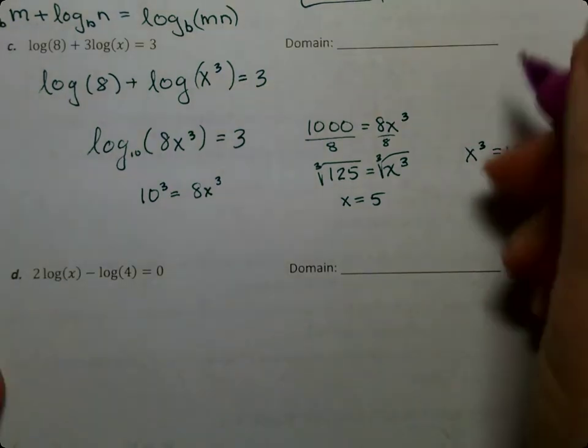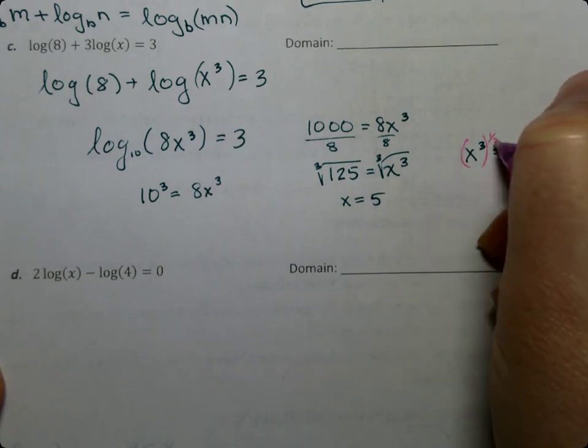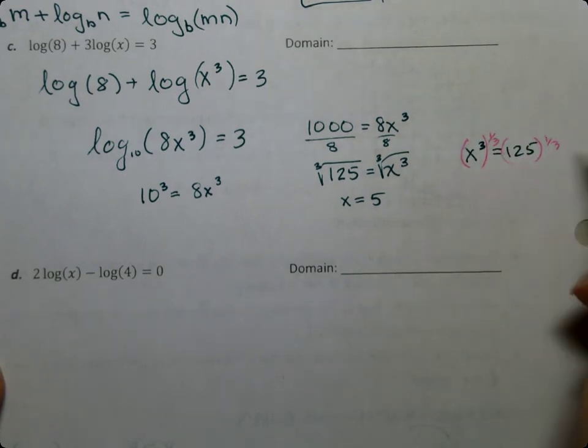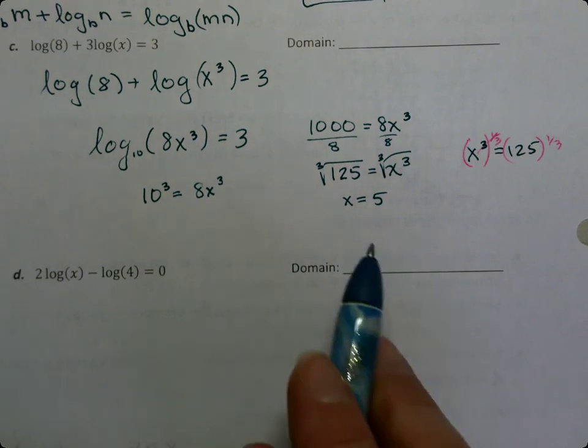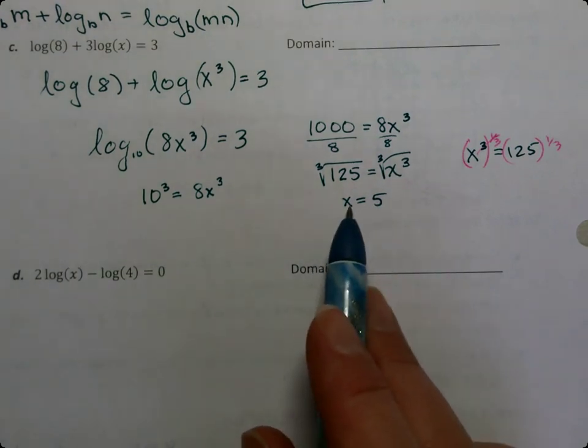You can come in and raise this to the power of 1/3 and raise that to the power of 1/3, which is essentially the same as taking the cube root because that cancels out. Okay, now there's only one answer here. If it was squared, we had the plus or minus.